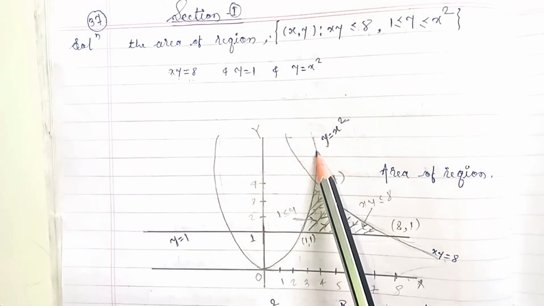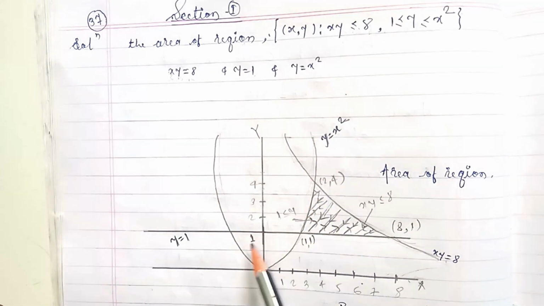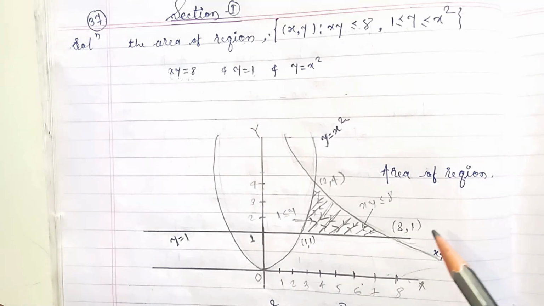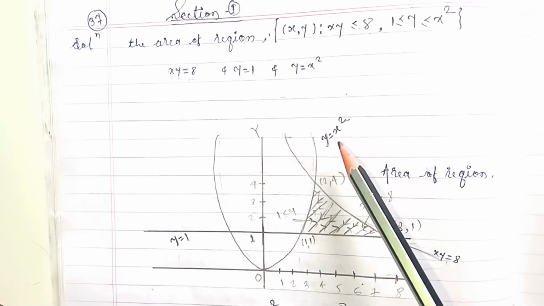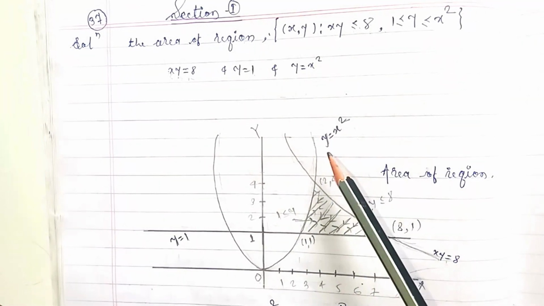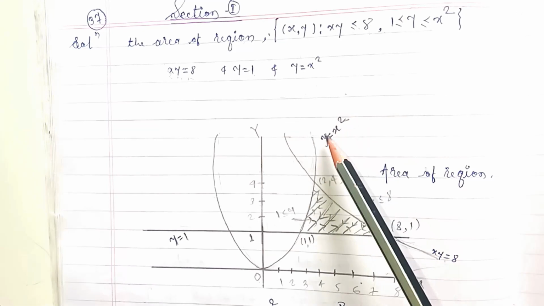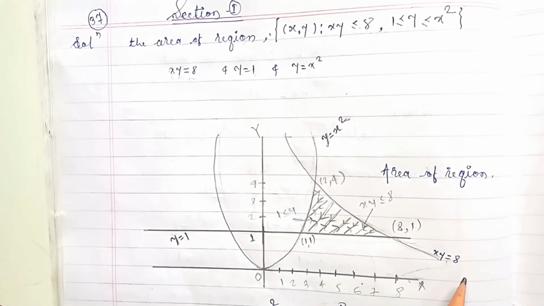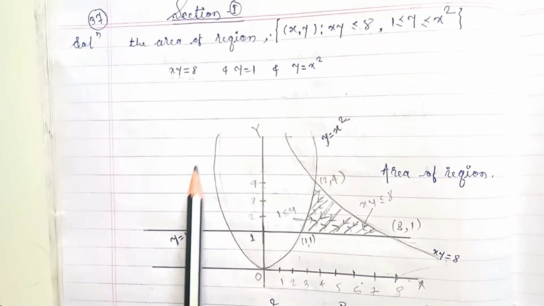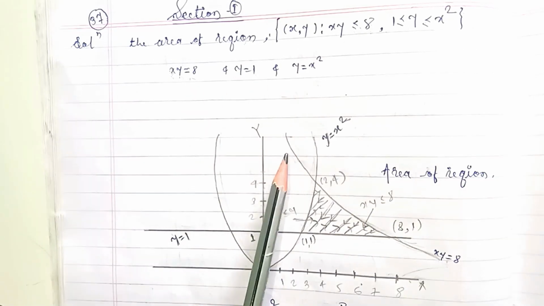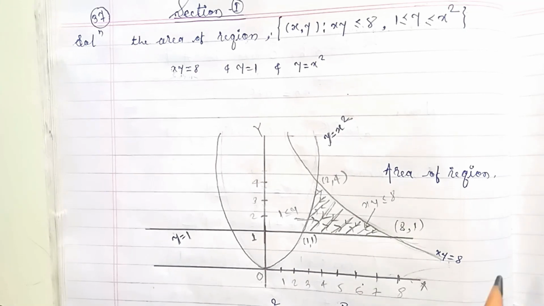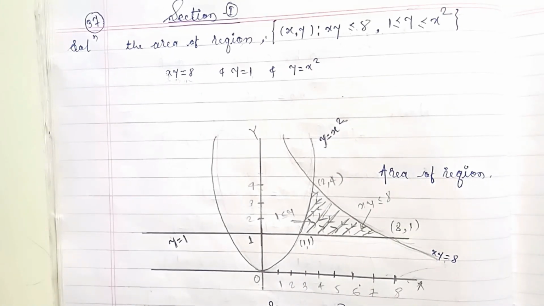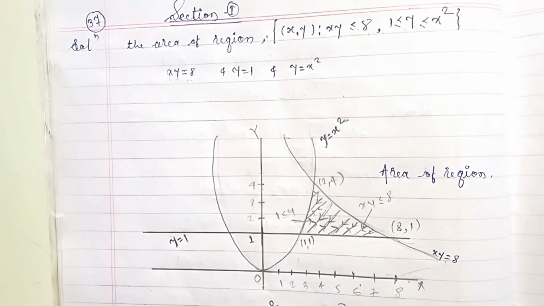So if you don't know how to find the y equal to x square curve, you may check my previous videos. Because it is quite time-consuming, I would like to skip this part here. So I hope you are all able to plot y equal to x square, y equal to 1, and xy equal to 8. These are the three curves given in our equations, in our example. Now we want the area of a region, but which area do we have to find?